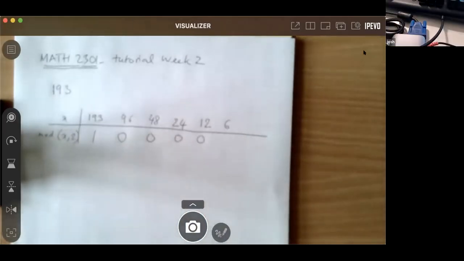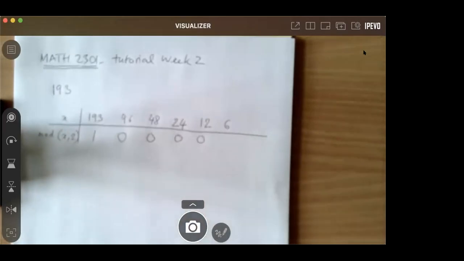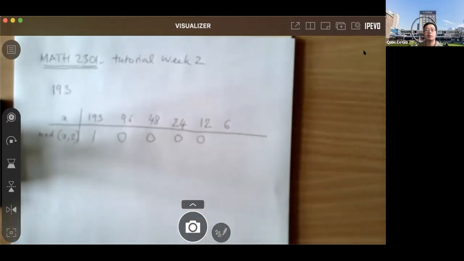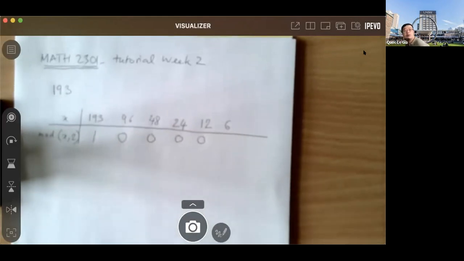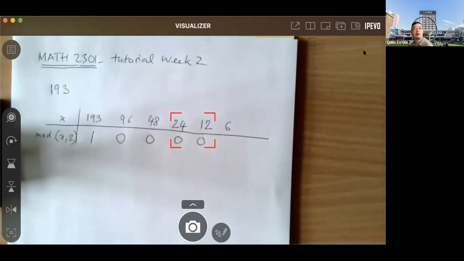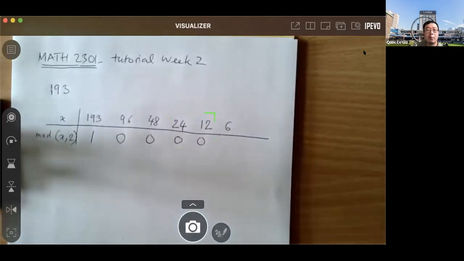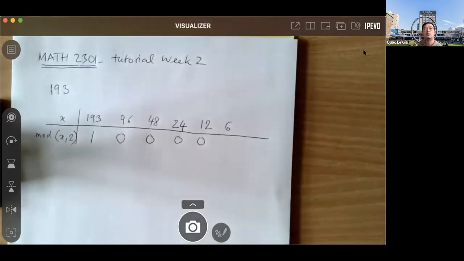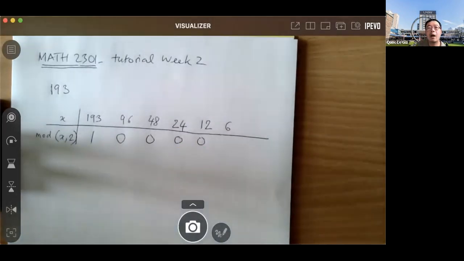It's a bit out of focus. Can you see it now? I'll try to make it look sharper. Does it look better now? Okay, thank you.